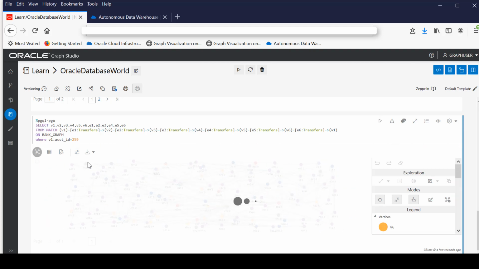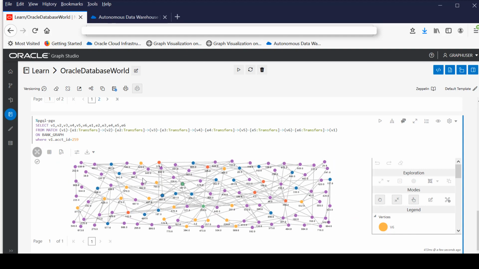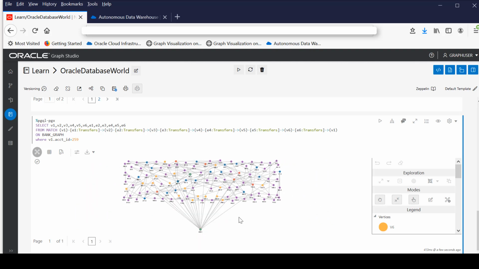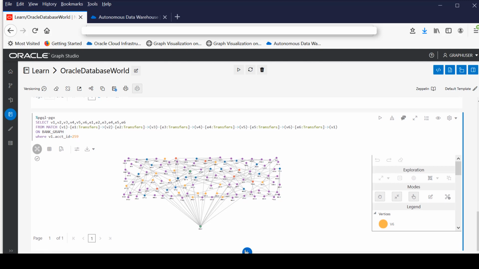And here we can say, oh wow, that is a lot of 6-hop cycles that are available with 259. So 259 is clearly a very interesting vertex for what I'm trying to uncover about my data set, because it is part of a lot of 6-hop cycles. So that is very interesting.